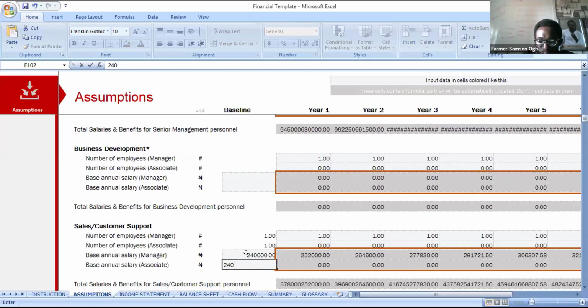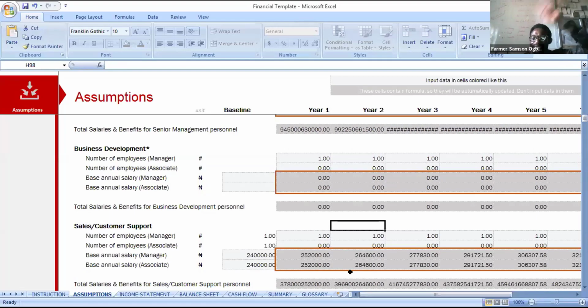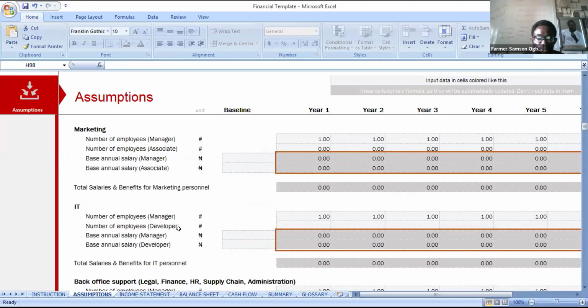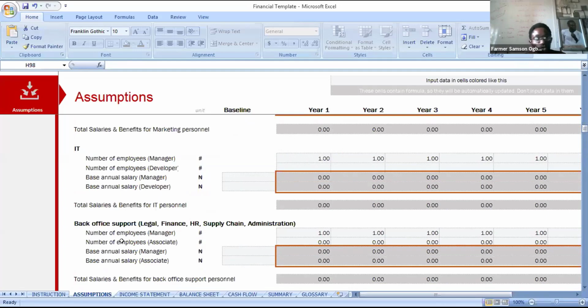And here would be another 240. So again, it will automatically calculate based on the percentage increase we have written above. If you have marketing staff, you write the same thing. If you have IT staff, you write the same thing. I'm trying to rush so that we can take questions. Back office staff.